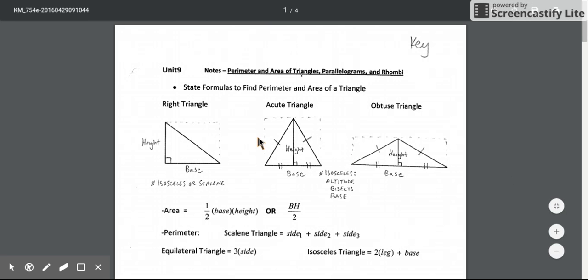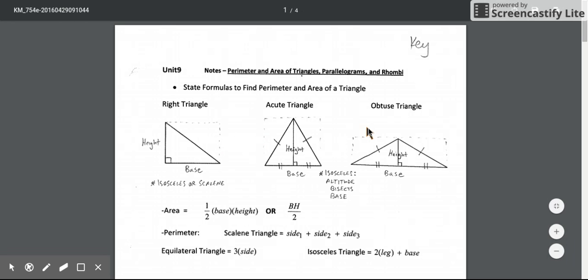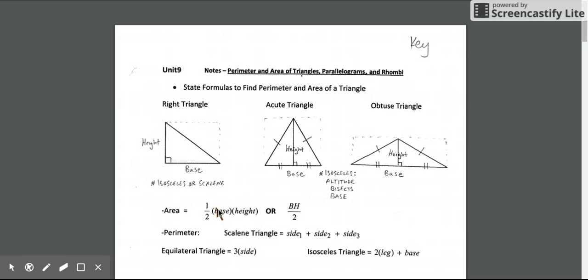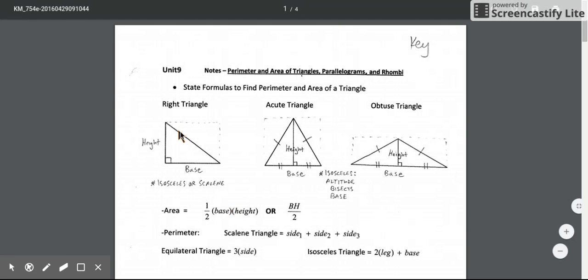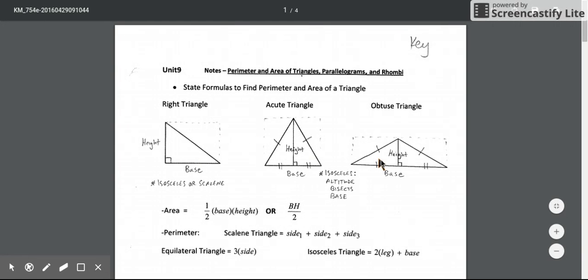First thing is to find perimeter and area of a triangle. We've got three types of triangles. The area will be the same no matter what type of triangle it is. It's always half of the base times the height, and the reason why is because a triangle is always half of a rectangle or square. So it doesn't matter if you have a right triangle, acute triangle, or obtuse triangle, or whether it's isosceles or scalene, this will always give you the area.